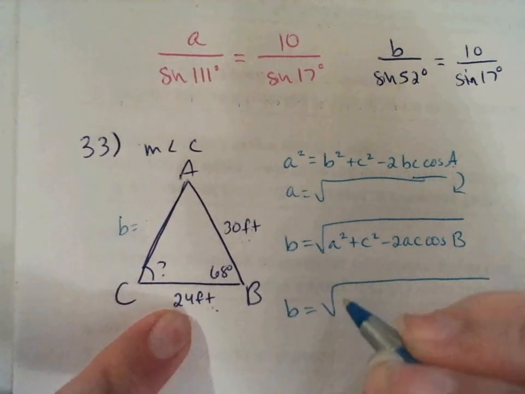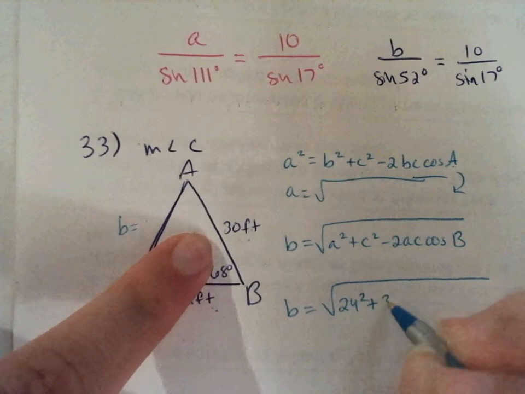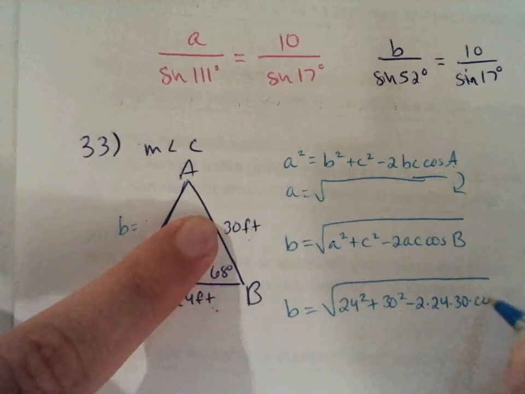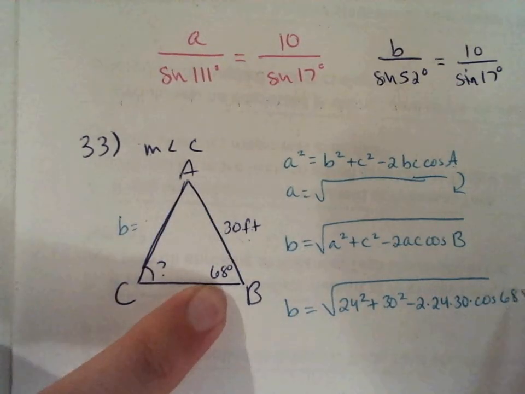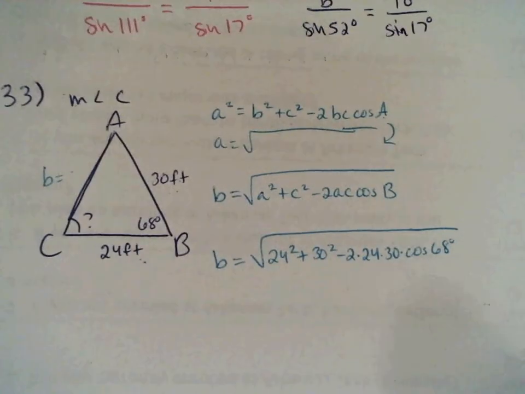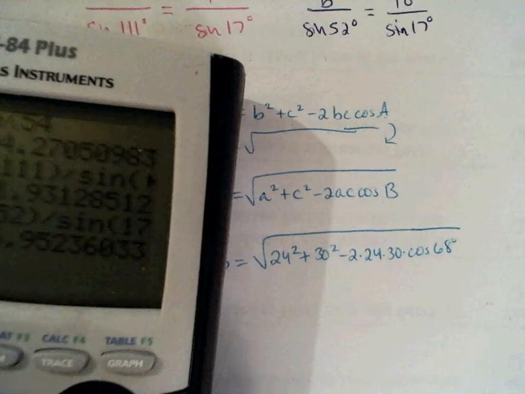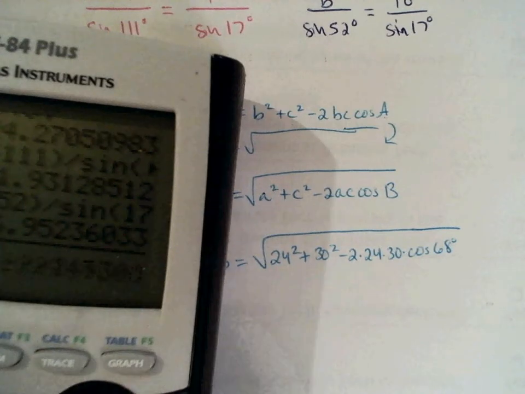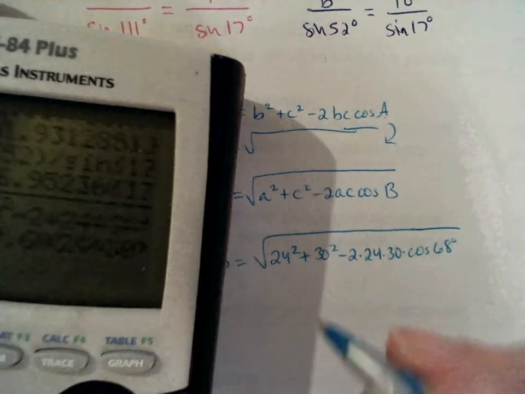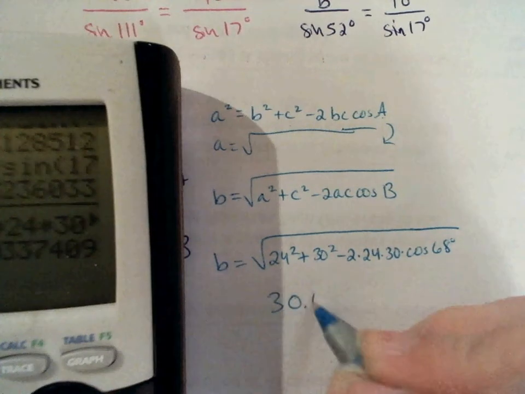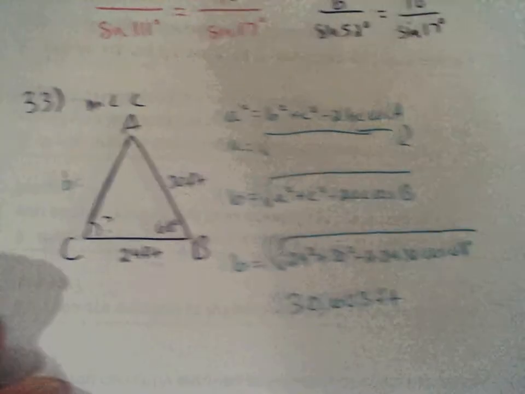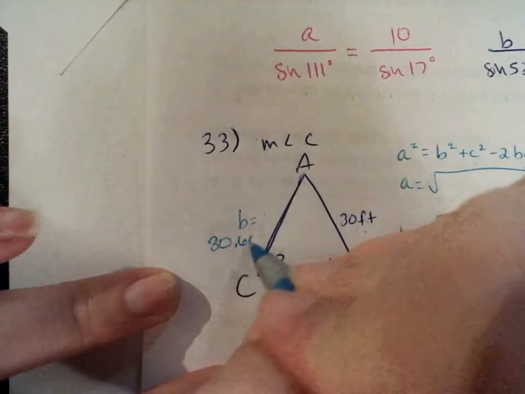I'll do that in a second. So side b equals the square root of side a squared plus side c squared minus 2 times side a times side c times the cosine of the included angle b, 68 degrees. Okay, so I'm going to type that in: the square root of 24 squared plus 30 squared minus 2 times 24 times 30 times the cosine of 68. And I get that side B is 30.603 feet long.